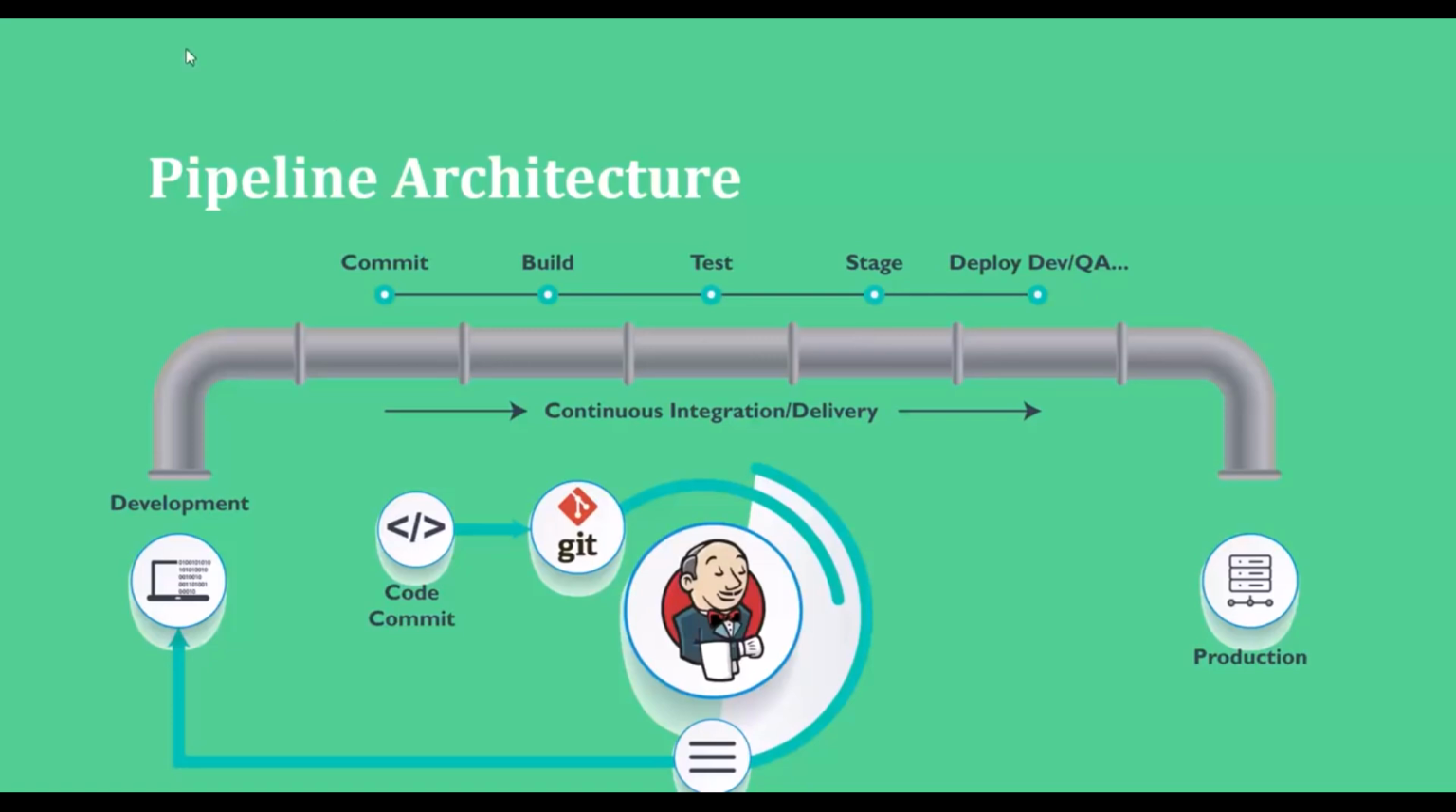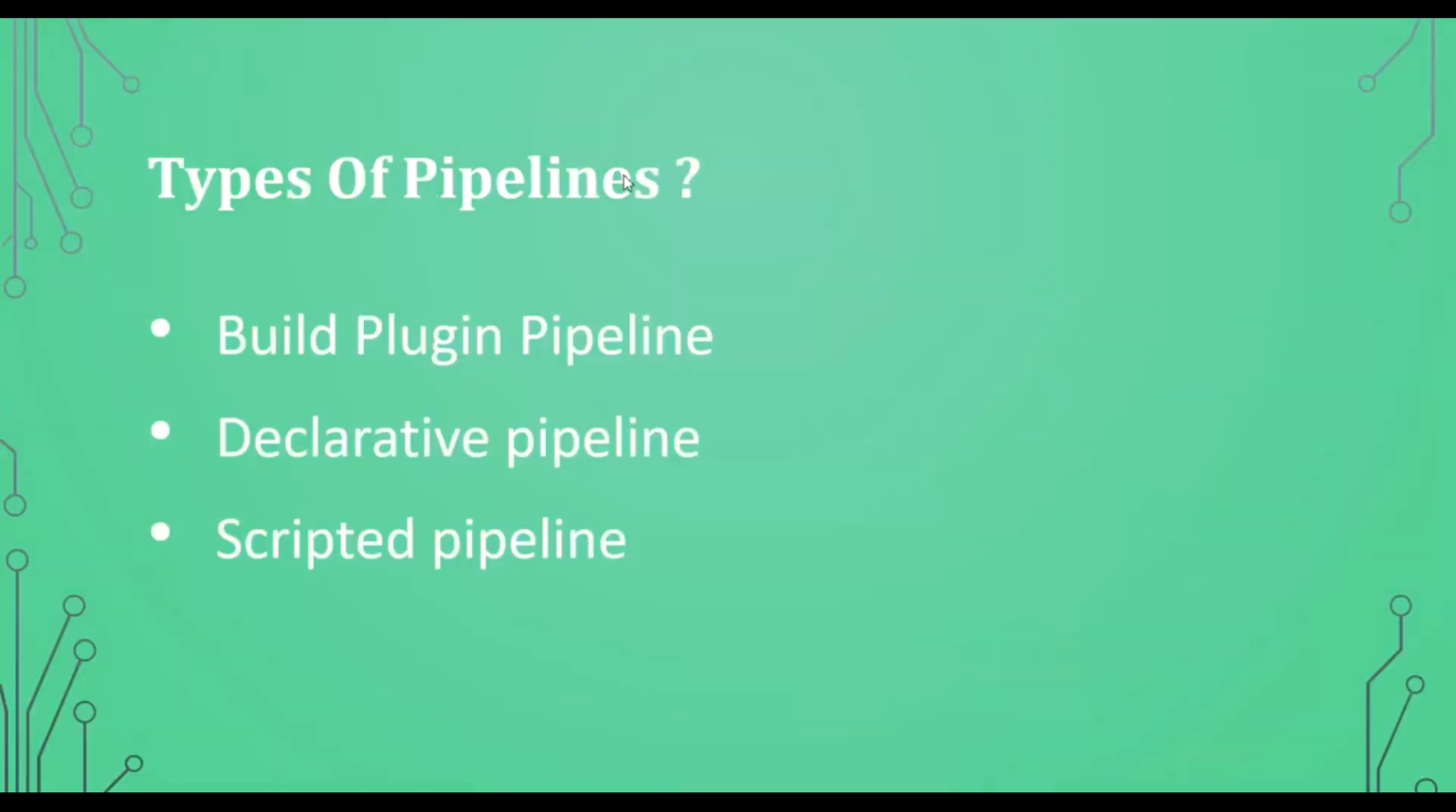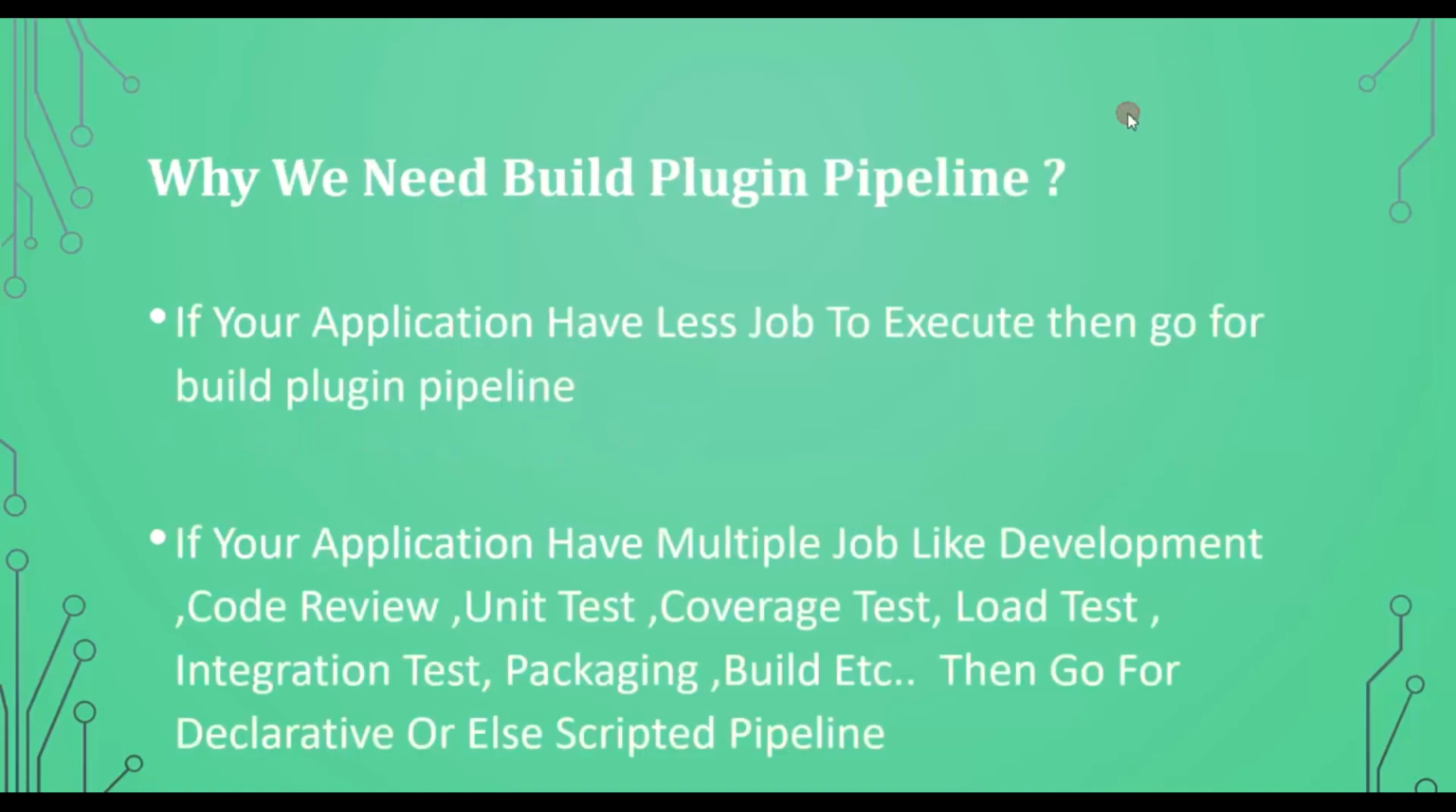Okay, so there are multiple ways we can create a pipeline in Jenkins: build plugin pipeline, declarative pipeline, and scripted pipeline. In this current session we are going to do the build plugin pipeline. The declarative pipeline and scripted pipeline are more preferable if you have a huge number of jobs, not 2 or 3. If you have multiple jobs, then we should go for the declarative or scripted pipeline. So let me show you when to use which pipeline.